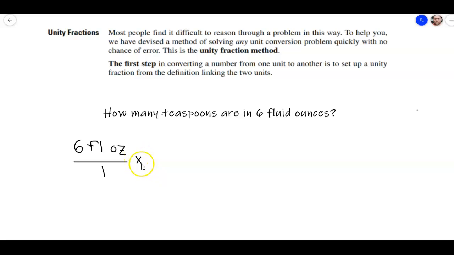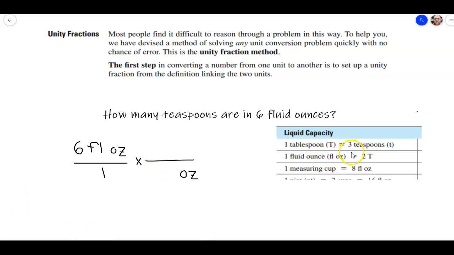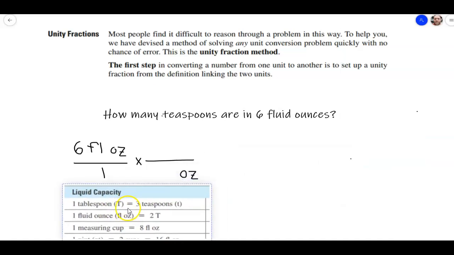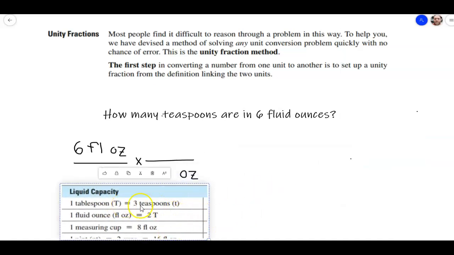Now, my first conversion is, remember, I want to get out of ounces and into teaspoons. So I'm going to put my ounce down here, so that it will cancel out with my ounce up here, because I don't want ounces in my final answer. And I look for a conversion on page 120. Let me go ahead and copy that over here. All right, so this is what I have to work with. If I can go from ounces directly to teaspoons, I will, but it doesn't look like I can.